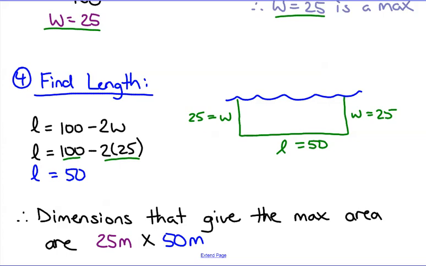All right, so the dimensions are going to be 50 meters by 25 meters. This is going to be your width. This one is your length.